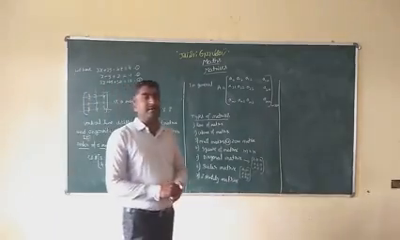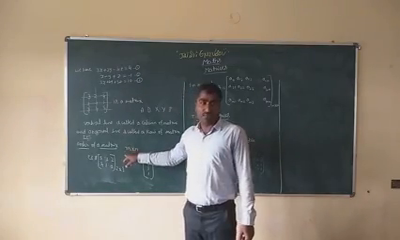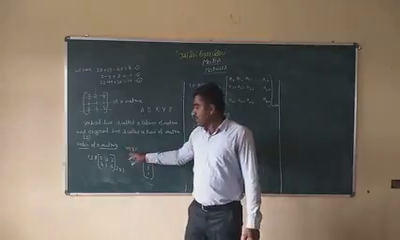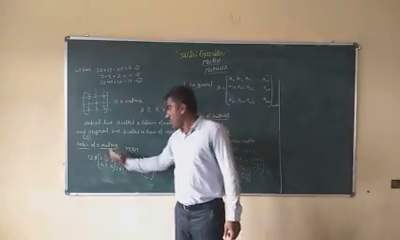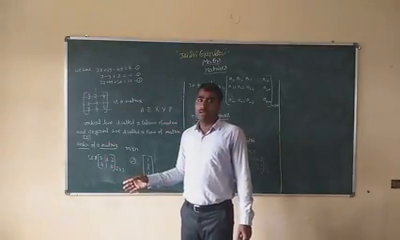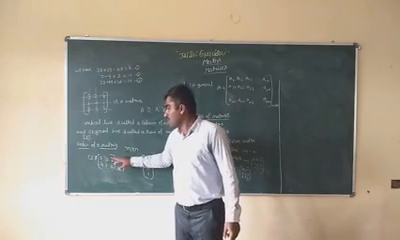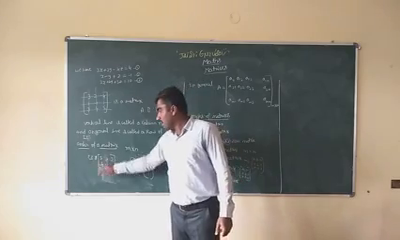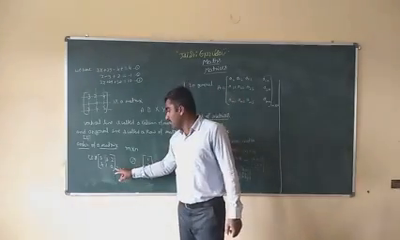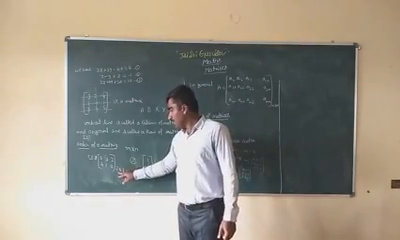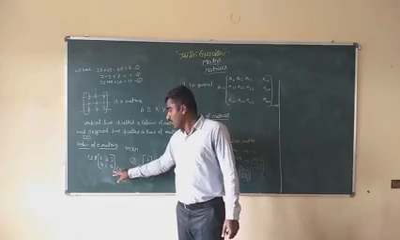The order of a matrix is denoted by m into n or m cross n. m indicates the number of rows, n indicates the number of columns. For example, this is the first row. A horizontal line is called a row, a vertical line is called a column. So there are two rows, first row and second row. How many columns? 1, 2, 3. There are three columns. Two rows and three columns. Therefore the order of the matrix is 2 cross 3.